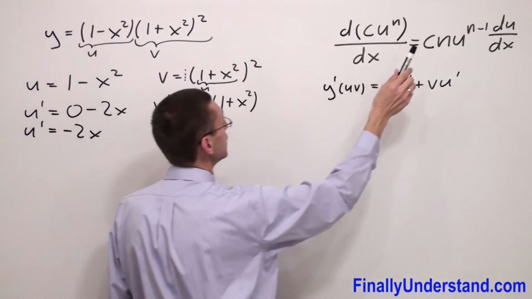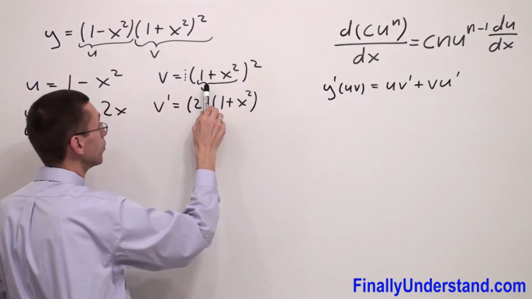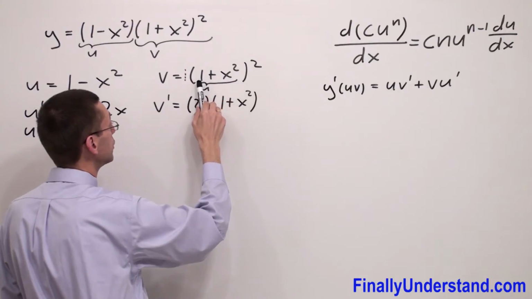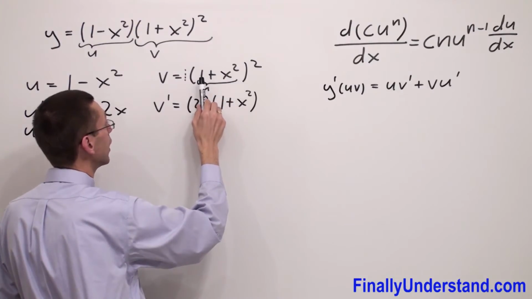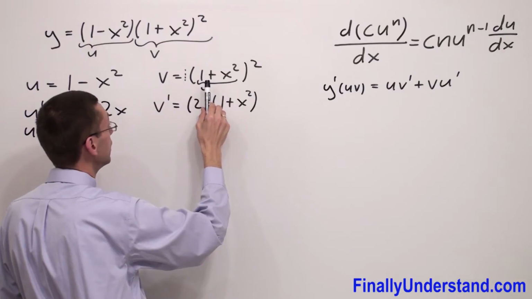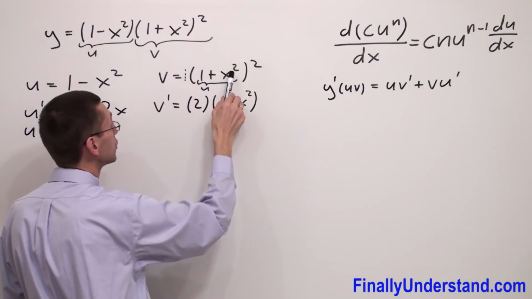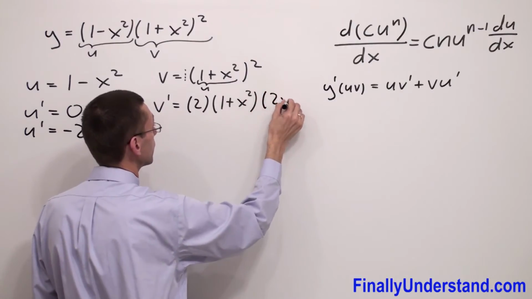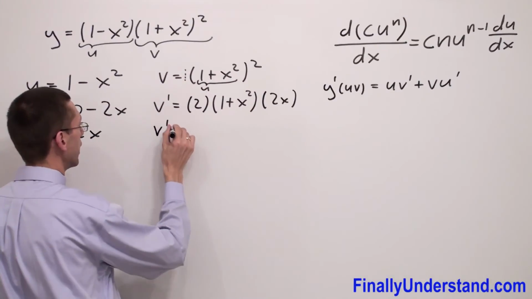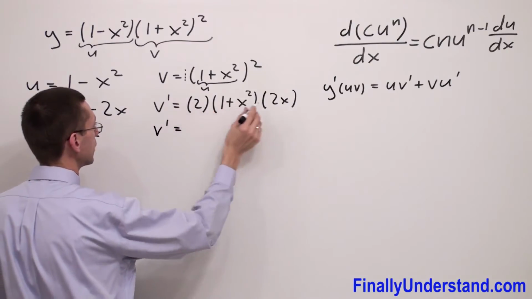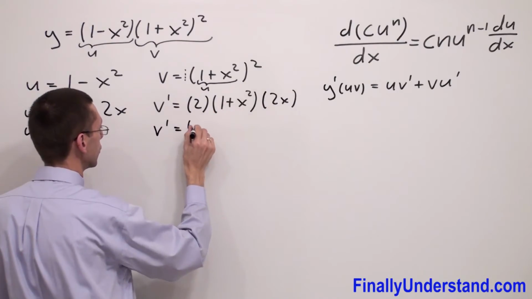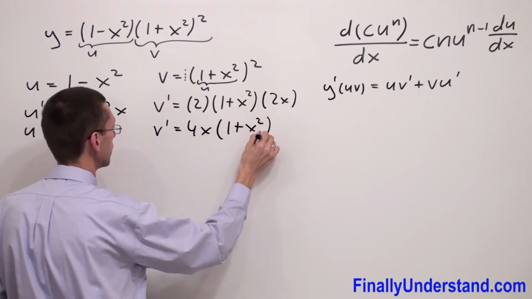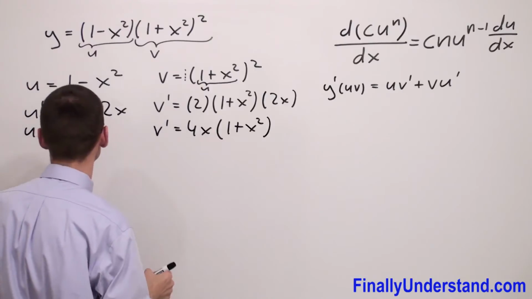And I have to find the derivative of u, derivative of u with respect to x. So the derivative of 1 is equal to 0, so I'm not going to write it, plus the derivative of x squared is equal to 2x. Okay, v prime is equal to 2 times 2x, which is equal to 4x times 1 plus x squared. Okay, and I'm going to keep this form.